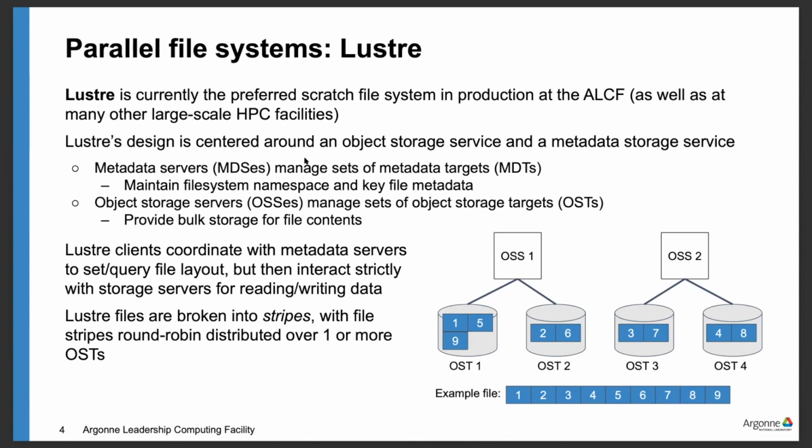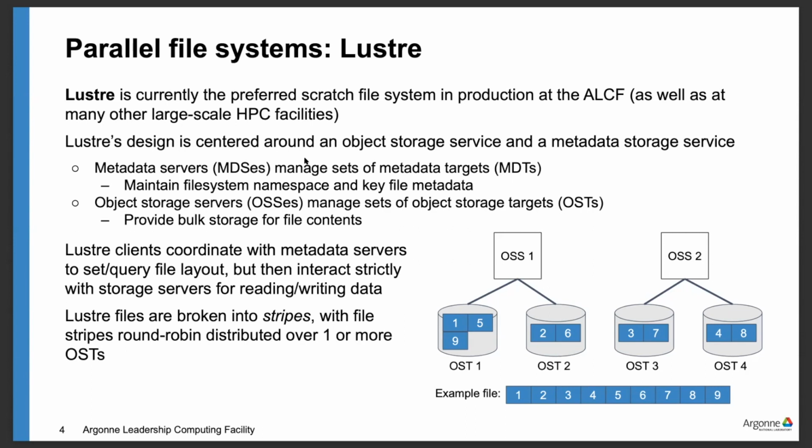Lustre clients, which are the application processes on the compute nodes more or less, coordinate with the metadata service to either set or query file layouts. But then they interact strictly with the storage servers for reading or writing data. So essentially, whenever you create a file or open it, you can get some layout information back from Lustre that tells you all you need to know about where different pieces of data are stored on different servers.